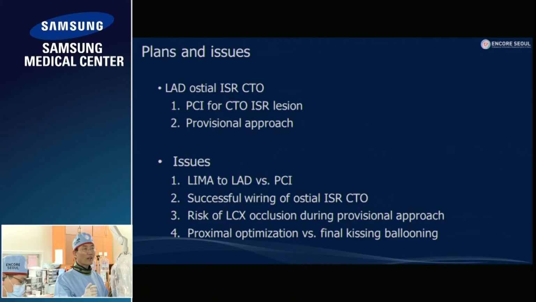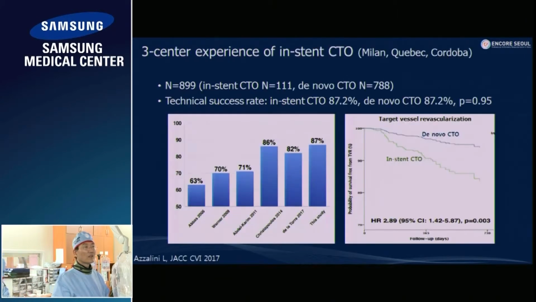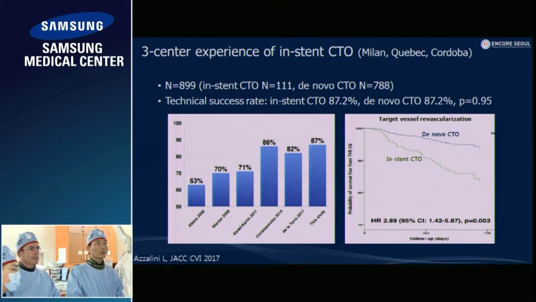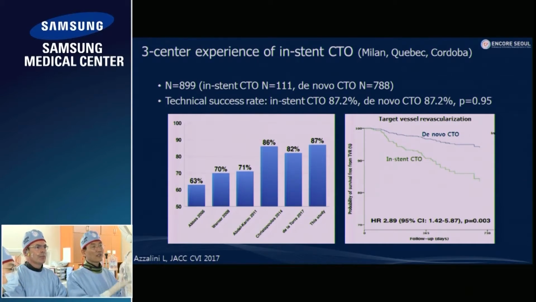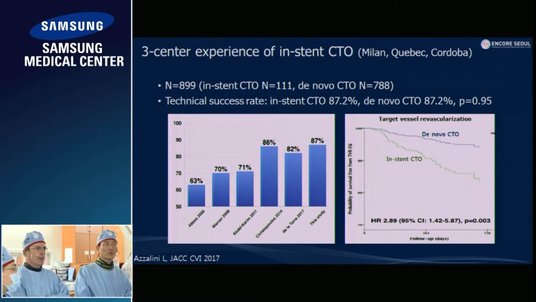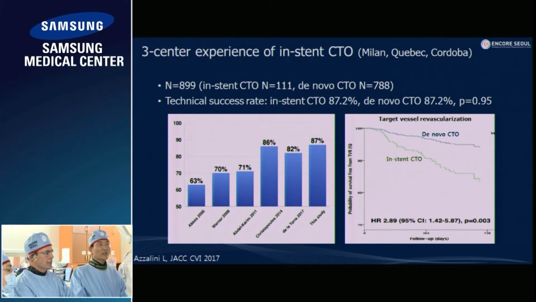Next. I will review one or two slides. Next. Okay, the success rate for CTO ISR should be higher than de novo CTO, but the published paper says its success rate is 60 to 87%. More importantly, target vessel revascularization rate is higher in in-stent CTO compared to de novo CTO. That's why we are considering bypass surgery in some patients.